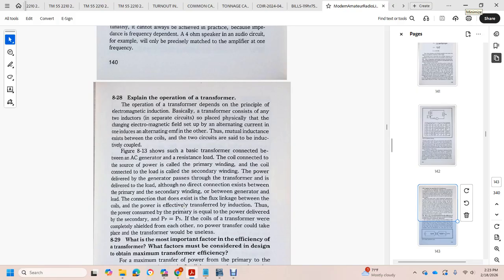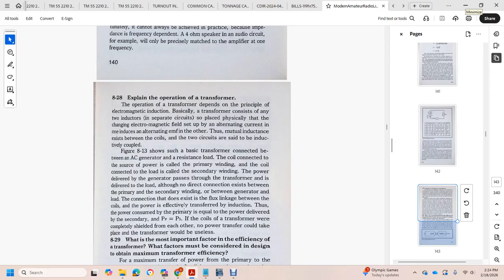The operation of the transformer depends on electromagnetic induction, basically the transfer of energy between two inductively coupled, separate circuits. Physically, the change of the electromagnetic field set up by the alternating current in one circuit induces an alternating electromotive force in the other. Mutual inductance exists between the coils of the two circuits. The basic transformer connects between the AC generator and the resistive load.